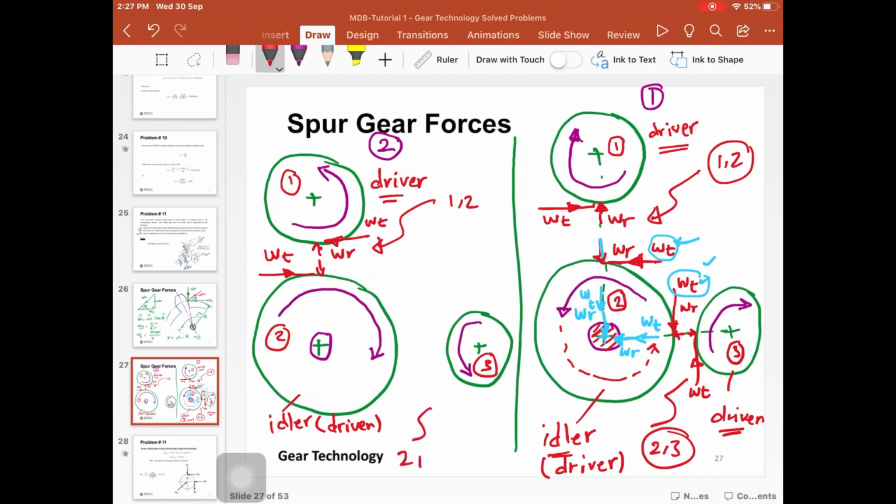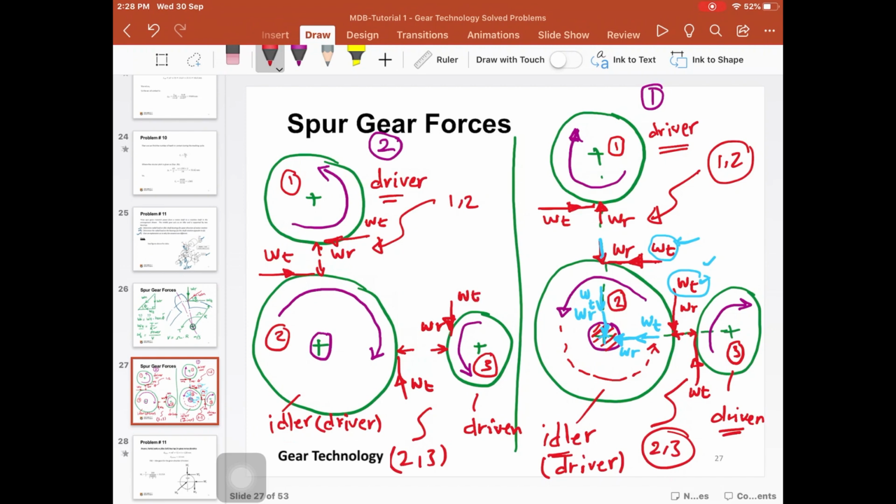When we consider 2 and 3, in this case 2 drives 3, so I'm just going to get rid of this to avoid confusion, and I'm going to call this the driver in this case, and this is the driven. Then what we have here are our separating forces, WR, equal and opposite. And because this is the driver, the force WT, or tangential force, is in the opposite direction. So WT goes in this direction on the driver, and downwards on the driven.